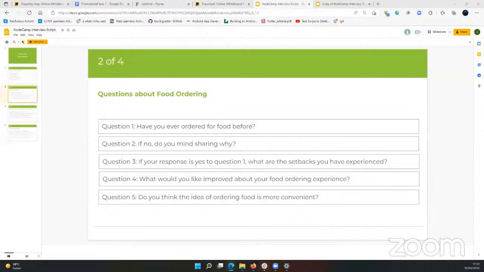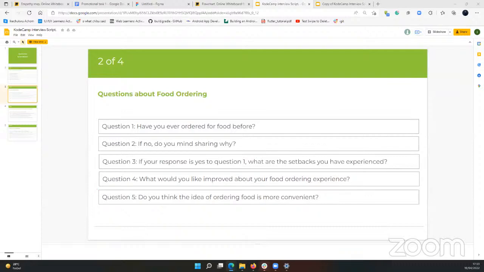Okay, and then I have another interesting question. What would you like improved about your food ordering experience? This is born from question one, these other questions just come from question one. So if the person has a yes, then you ask, look, what would you want to improve? Would you want the delivery time to be a bit more shortened, and stuff like that.